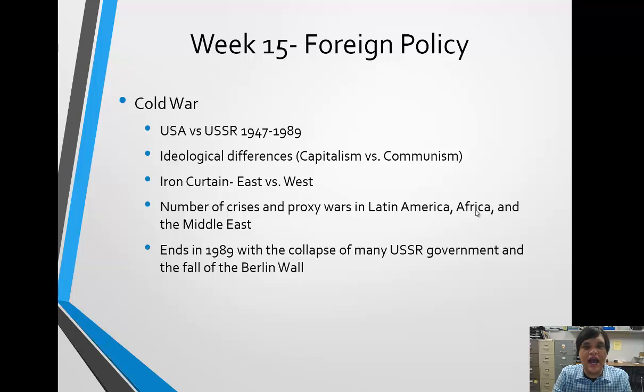You ultimately had the Iron Curtain as well. Remember, I mentioned this in the original lecture. The Iron Curtain was this fictitious barrier that they said draped over Europe, and it would separate the East versus the West, Western culture versus Eastern culture, capitalist culture versus communist culture. In many ways, the Iron Curtain was often placed around the middle of Germany. The Cold War also saw a number of crises and proxy wars in Latin America, Africa, and the Middle East.